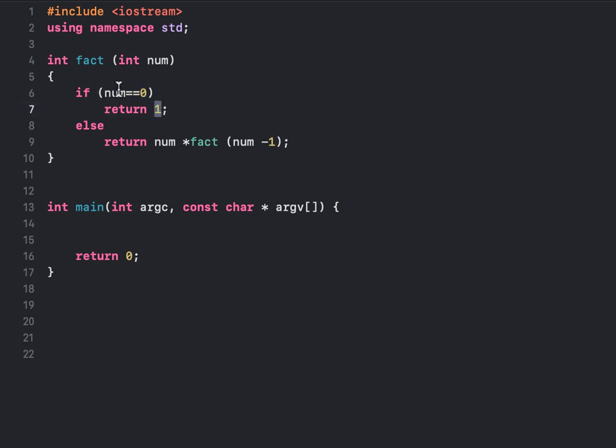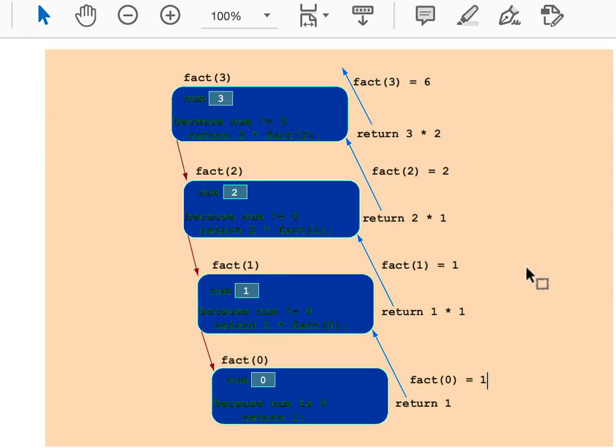The function returns 1 and we're all good. Otherwise, which means when num is not equal to 0, we'll return the result of num times factorial of num minus 1. Notice that the function fact is being called from within itself, and that is how recursion actually works. Here you can see how the execution of the statements actually traces.